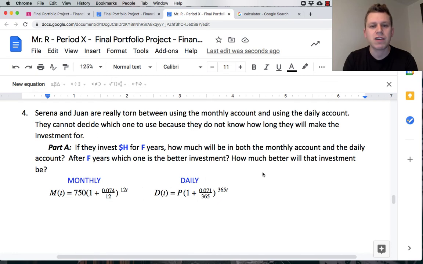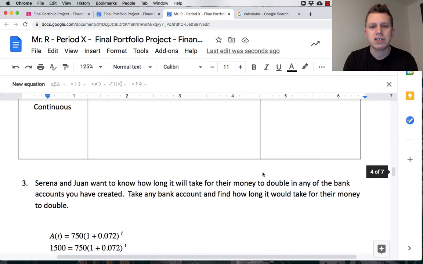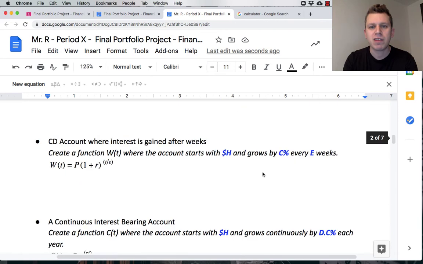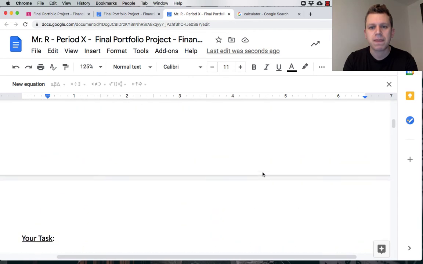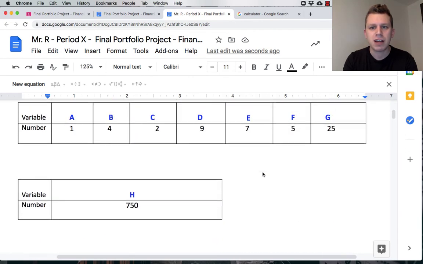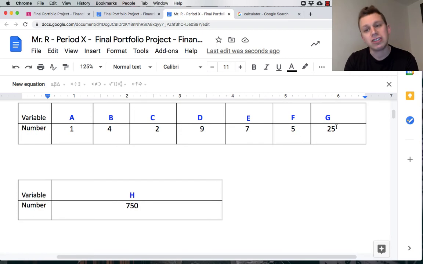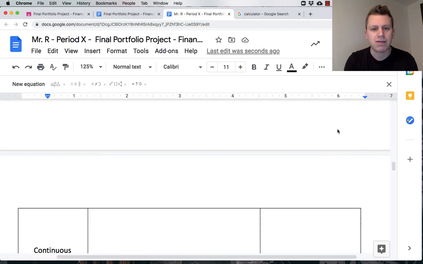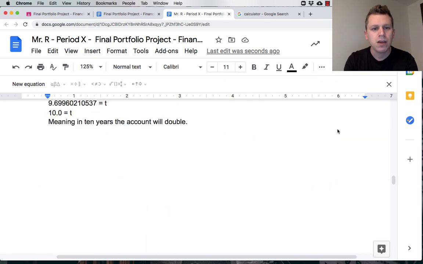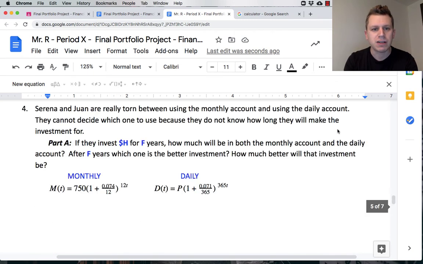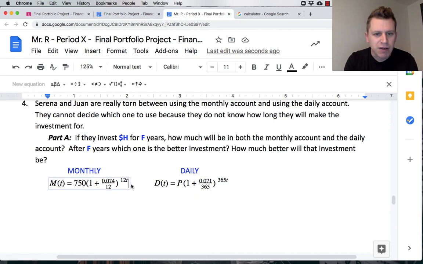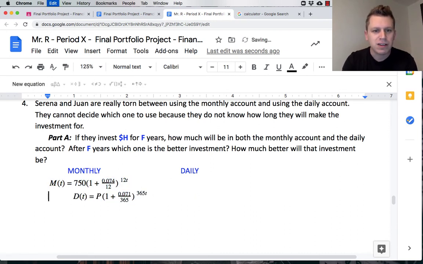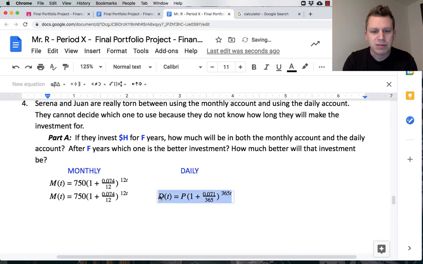So we want to see for F years. Okay, we can do that. We just need to know what F is. For our problem, I believe that I picked F to be 5. Let's just double check. Here, I picked F to be 5, and G was 25. So I want to know which one's better after 5 years. Okay. Which one's going to be better after 5 years? Well, in order to figure out which one's better after 5 years, I need to just plug in for time 5 years.